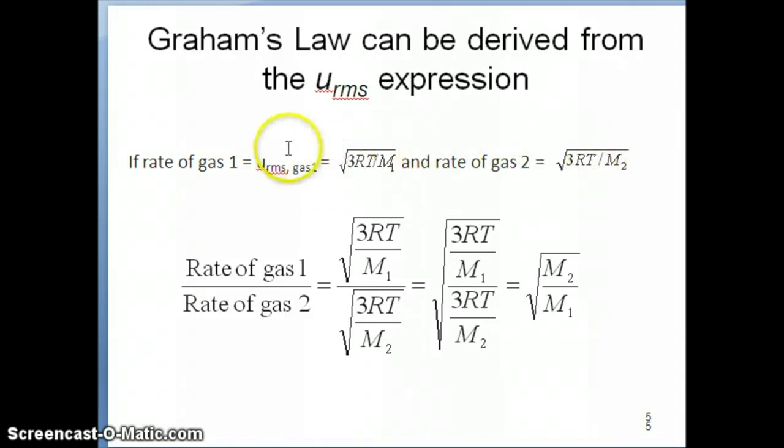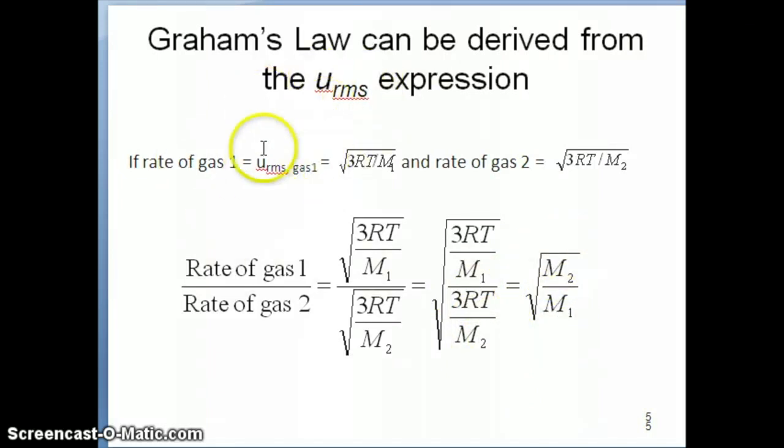You can then take a ratio of the rate of gas 1 over the rate of gas 2. The reason I want to do that is because that's what Graham's law is: the relationship of rates of effusion between two gases. So the rate of gas 1 over rate of gas 2 would be the square root of 3RT over M1, divided by the square root of 3RT over M2. I can put the entire square root over the whole expression here. You can see that once I write it this way, the 3RT cancels out, and I'm left with 1 over M1 over 1 over M2, which simplifies to the square root of M2 over M1.